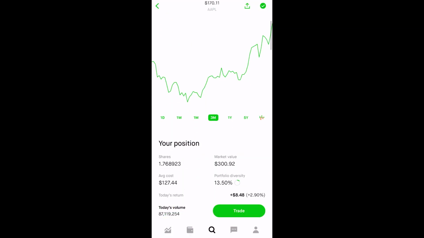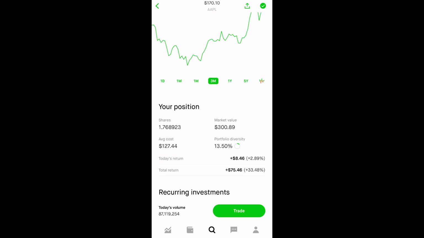And then if you scroll down from here, you're going to see my position. Now, obviously, if you don't own any shares of Apple, this isn't going to exist. But because I do own a little bit of them, this information is going to be here. So I own 1.77 shares, market value of $301 with an average cost of $127.44. So versus what it's trading at today of $170, I've made some money on this position. So today's return, I've made about $8.50, which is incredible because they're up 2.89%, which is very high. And then the total return looks like I've made about $75 from the total investment.